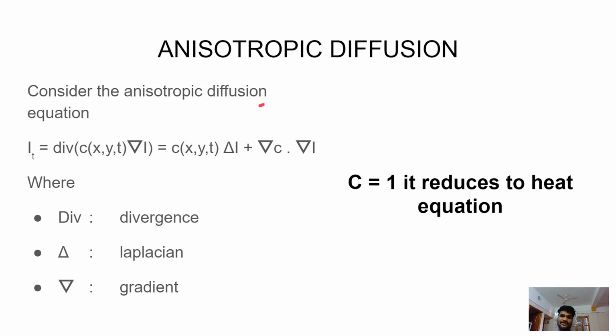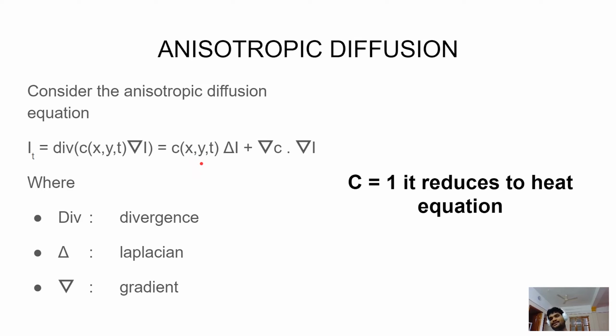Now consider the anisotropic diffusion equation. I_t, now this is the derivative, I_t is equal to divergence of c times gradient of I. Now this expands as c times Laplacian of I plus gradient of c dot gradient of I. Now let's assume c equals 1. Now what happens? This term will be 0 and this will become 1. I_t is equal to Laplacian of I. This is nothing but the heat equation. So the isotropic case assumes c is equal to 1.